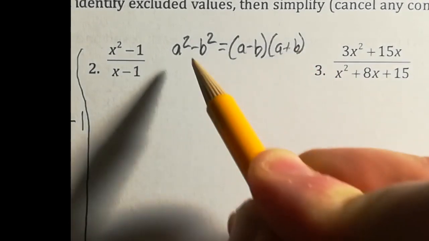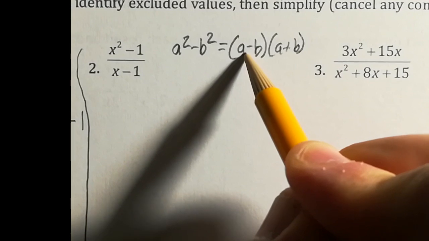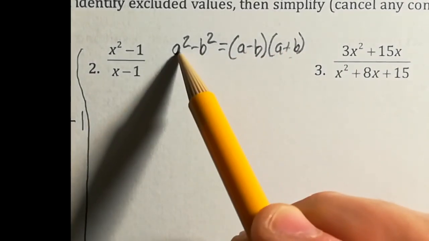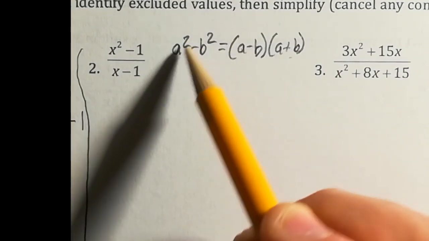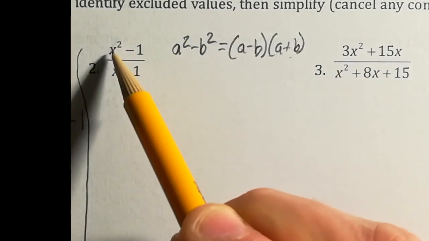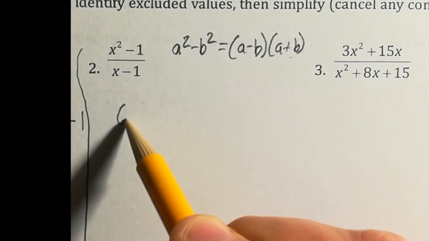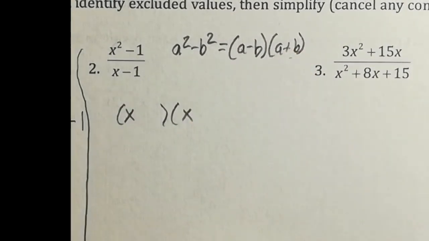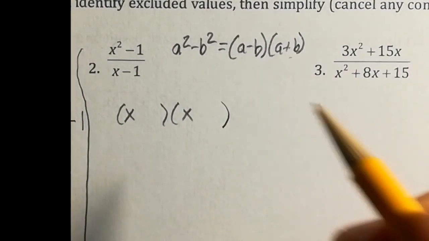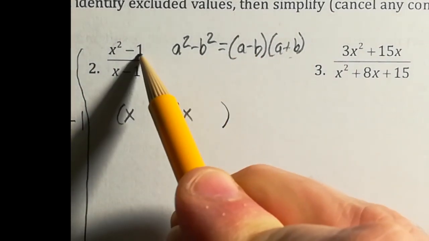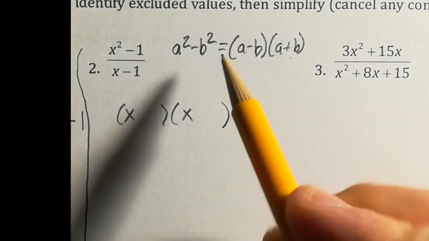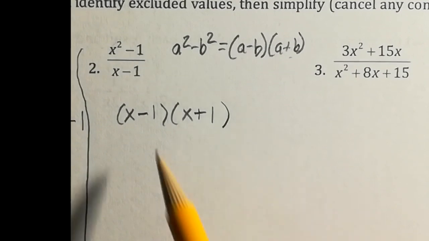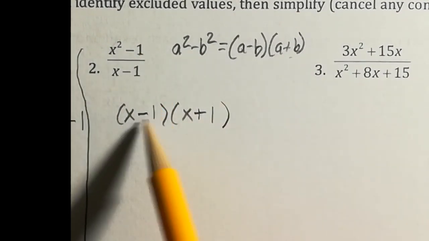All right, if you have something squared minus something squared, you end up with this thing. Basically, in order to get what a is, you take the square root of a squared. The square root of the first thing is just going to be x for us, so we're going to have x here and here. And then b is just going to be the square root of whatever this is. You can ignore the minus. The square root of 1 is 1. So we get x minus 1 and then x plus 1. So there is this difference of squares factored.